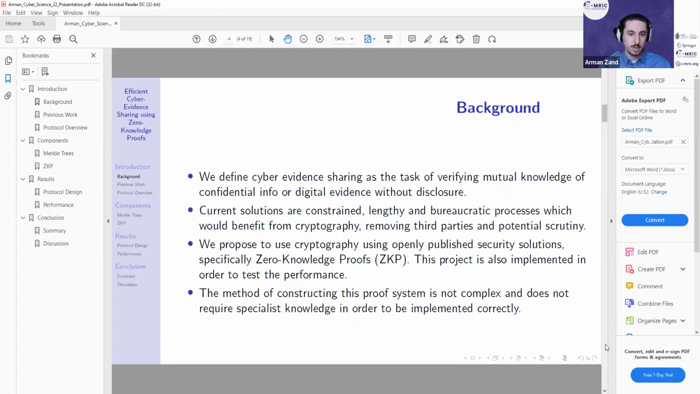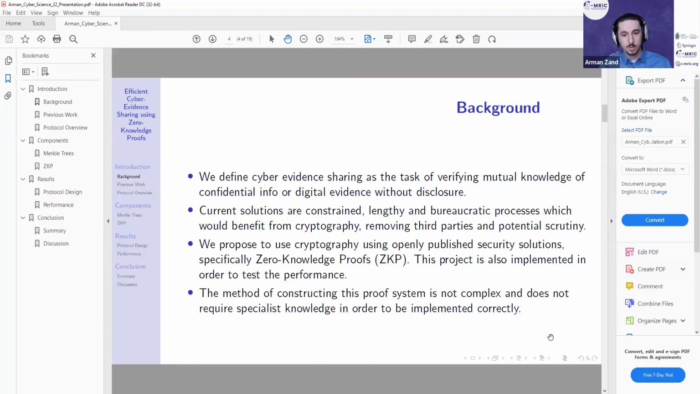So we define cyber evidence sharing as the task of verifying mutual knowledge of confidential information or digital evidence without disclosure. Current solutions are constrained, lengthy and bureaucratic processes which would benefit from cryptography, and they're constrained and lengthy because you're involved with a third party, and you could face some potential scrutiny or some security practices or some disclosure of information.